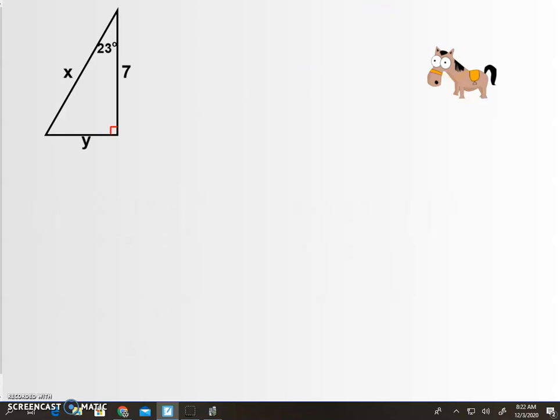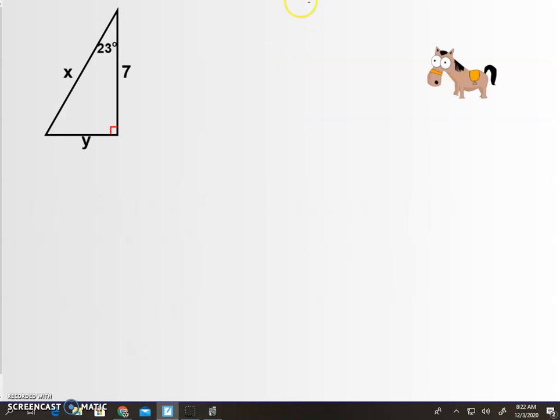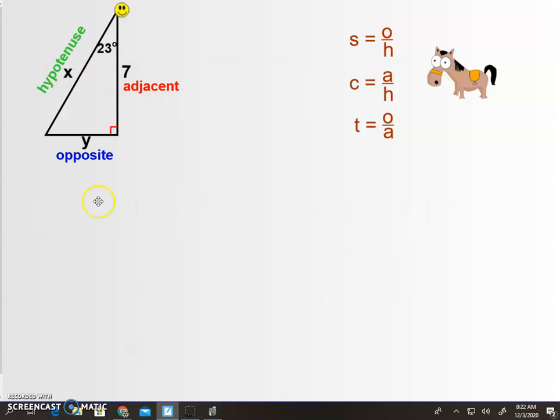Well, welcome back. Hopefully you did pause the video and you tried it yourself. But let's think about this. We're going to stand right up here at the 23 degrees. And I see this side 7 is the adjacent side. It's next to 23. This y is the opposite side, and this x is the hypotenuse. And telling our little story, we might first go after x by thinking about, okay, we have an adjacent and a hypotenuse, and that's cosine.